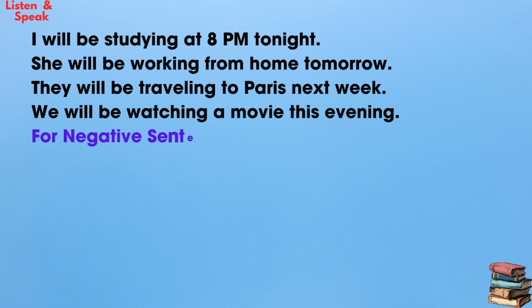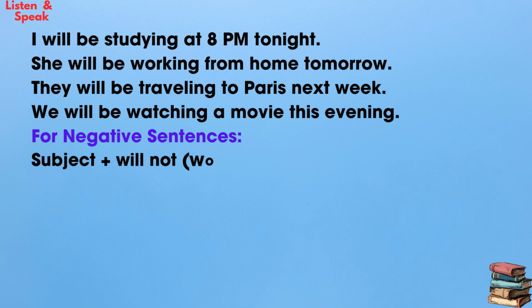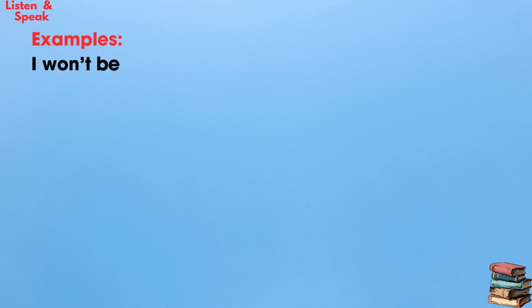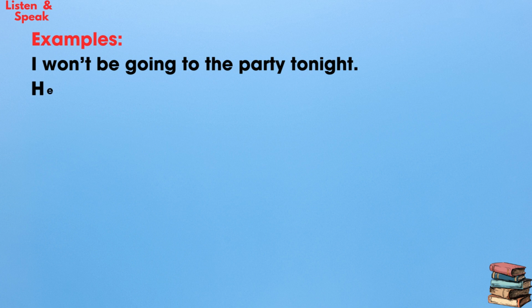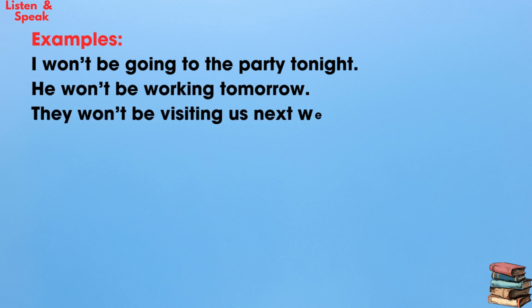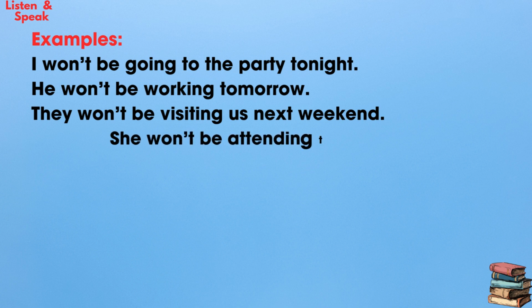For negative sentences: subject will not, won't, be verb, ing form. Examples: I won't be going to the party tonight. He won't be working tomorrow. They won't be visiting us next weekend. She won't be attending the meeting.